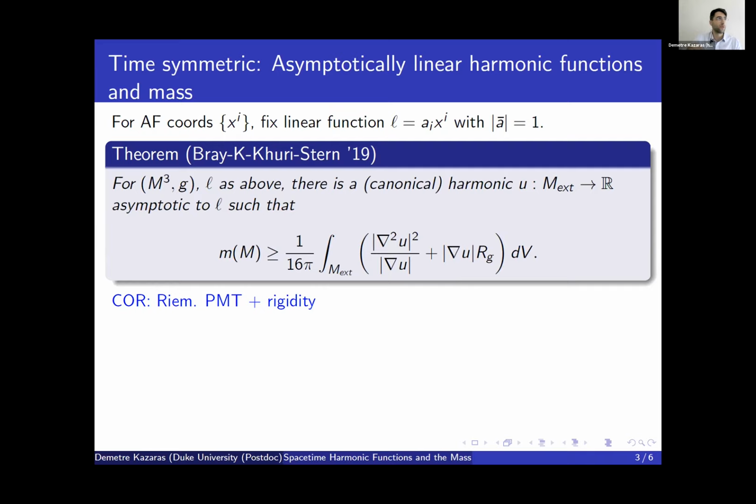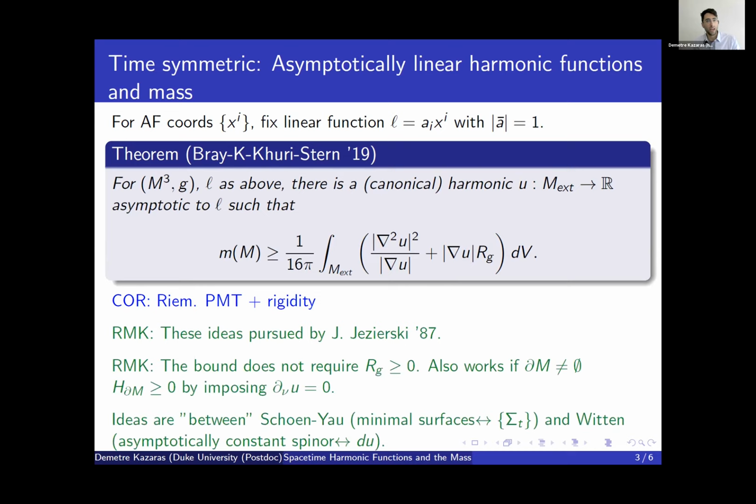Some remarks. We only recently found out that some of these ideas were pursued by Jezierski in the late 80s using harmonic functions, or at times p-harmonic functions. There was some interesting work here. Not exactly the same formula, but the ideas were definitely there.